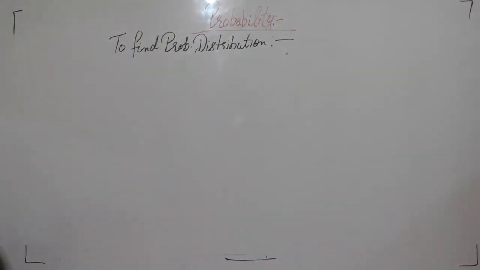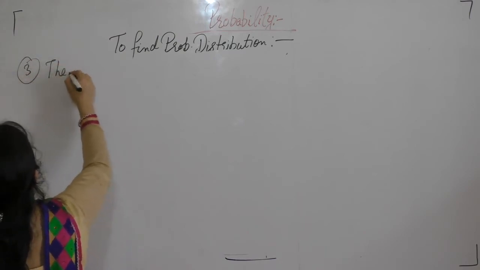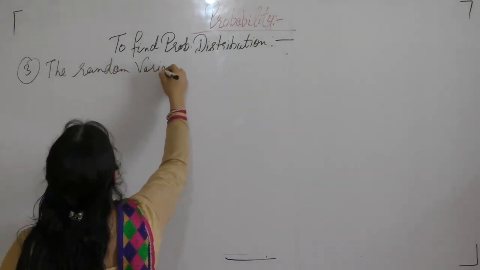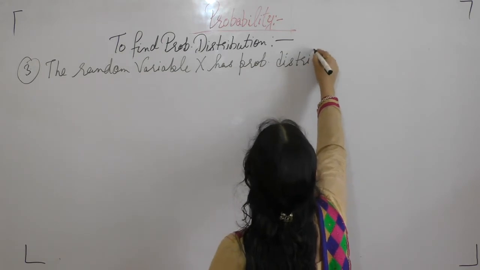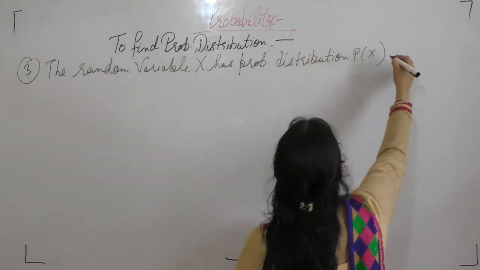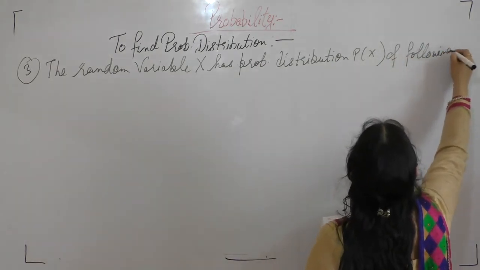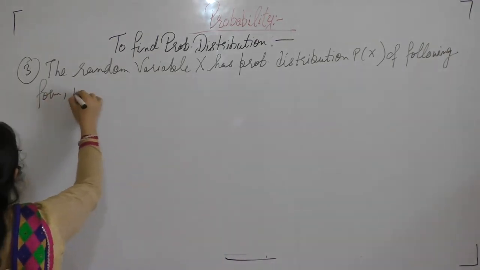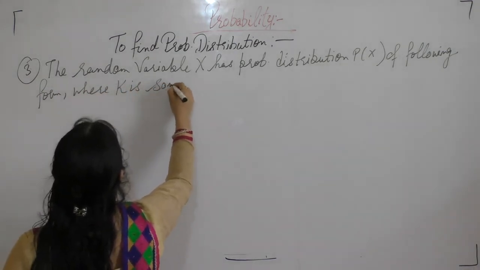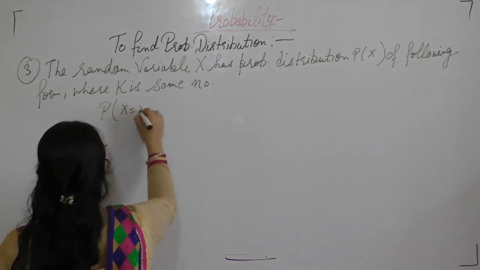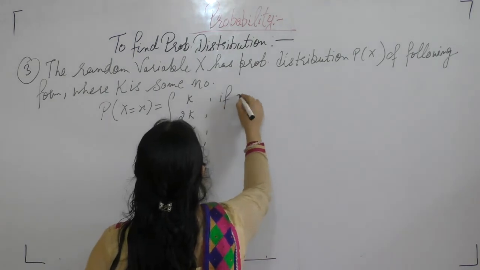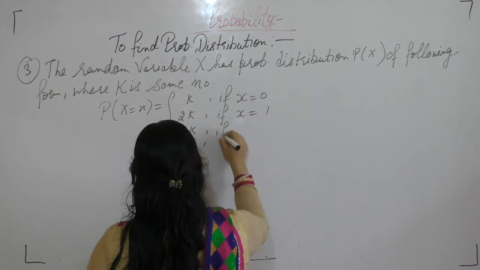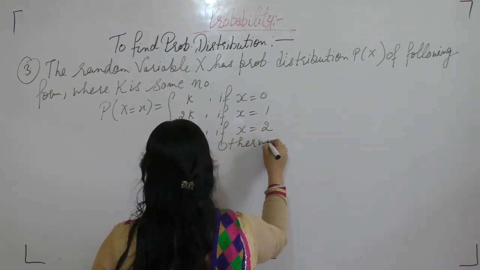Now the next question is question number 3. The random variable x has a probability distribution of the following form, where k is some number: k if x is 0, 2k if x is 1, 3k if x is 2, and 0 otherwise.